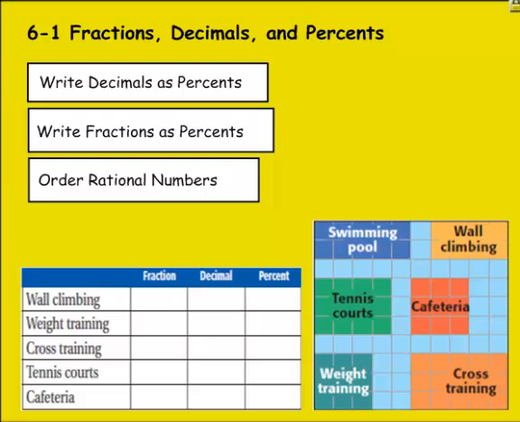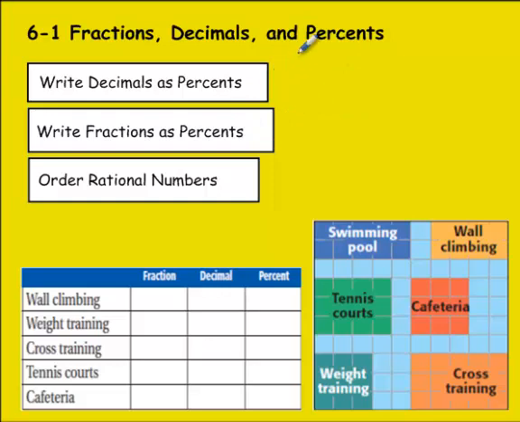We're on lesson 1 of chapter 6, which is fractions, decimals, and percents. We have worked with fractions and decimals before, but we haven't worked on percents yet, so that'll be our main focus of this lesson. We're going to write decimals as percents, we'll write fractions as percents, and we're going to order rational numbers. Let's start by talking about the concept of percents.